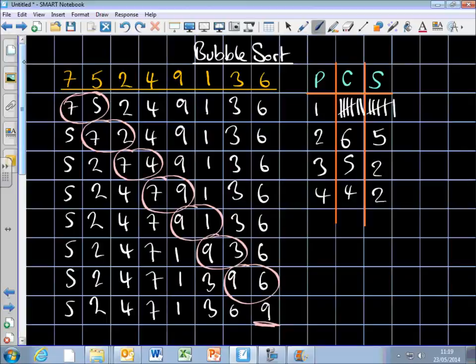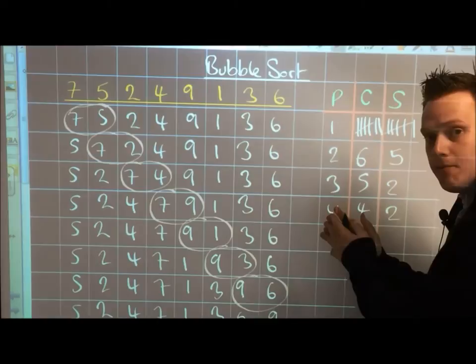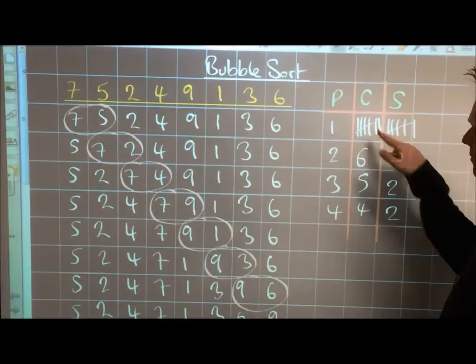The bubble sort. The main characteristics are that the biggest number goes to the end at the end of every pass. So the biggest number always goes to the end of every pass. And the number of comparisons goes down by 1 each time.